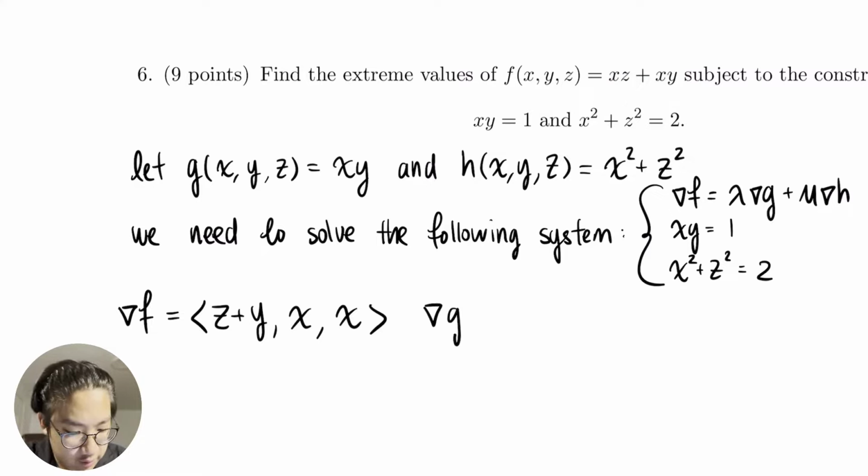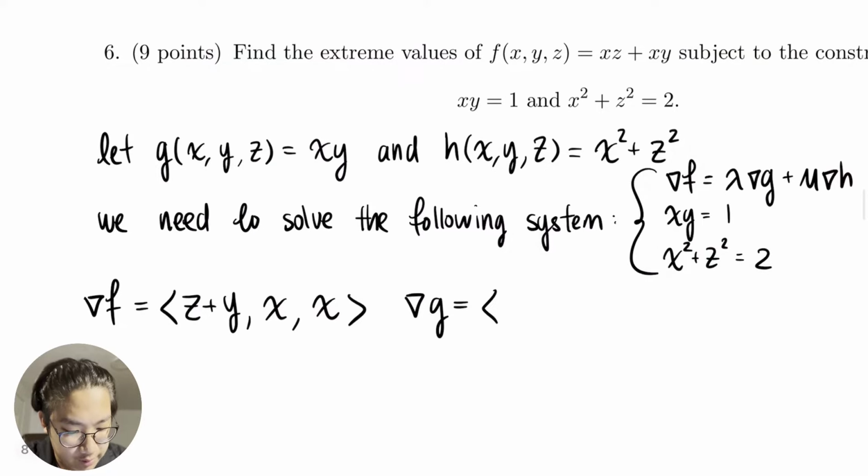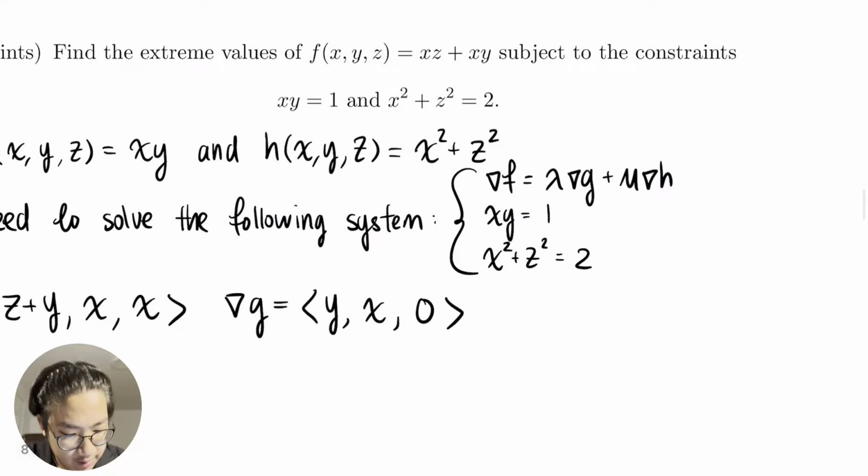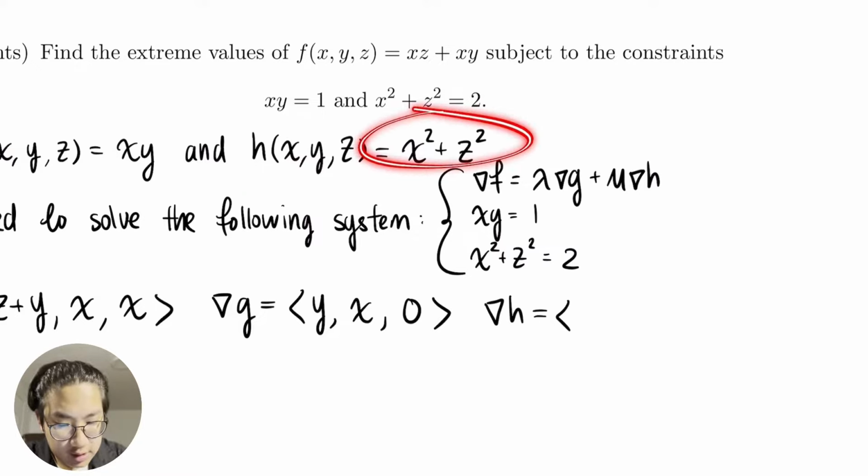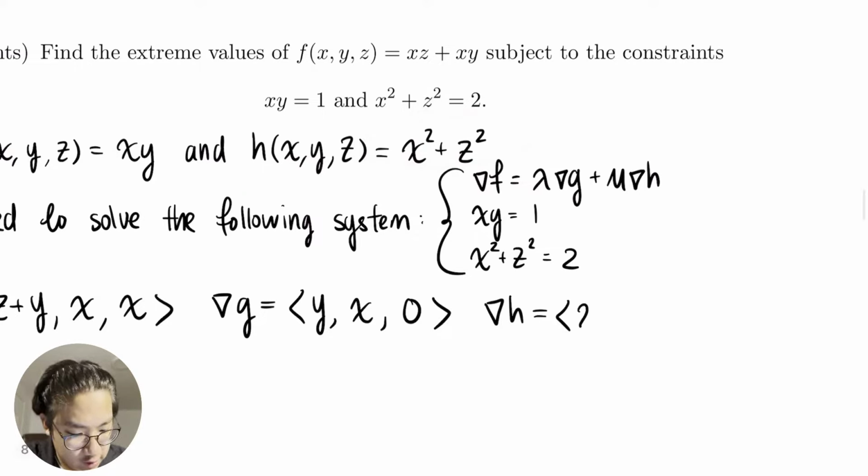Next, we have the gradient of g, which can be found in exactly the same way. This is our function g right over here. We're taking the derivative with respect to x first, so x is a variable, so we just have y, and then y is a variable, so we just have x. And then since z doesn't appear, it's equal to 0. And then finally we need the gradient of h, which is this function over here, so partial h partial x is just 2x. Y doesn't appear, so it's 0. And then we just have 2z for the z component.